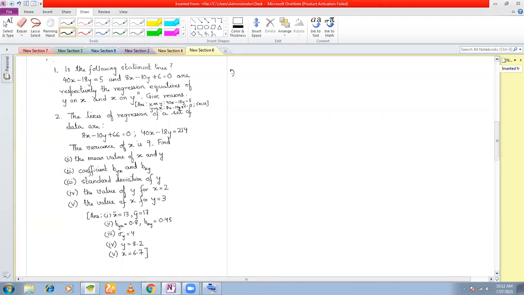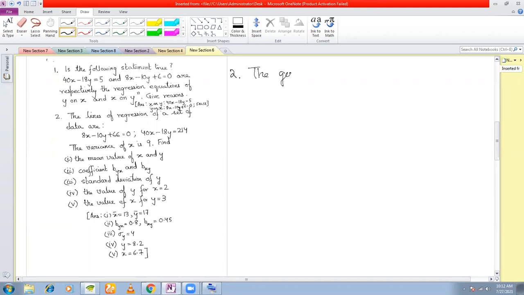Okay, so let's continue with the next problem. The next problem is on regression. The two lines of regression of a set of data are given. Also given is the variance of x is 9, and you have to find all these. Okay, so let's proceed. Let's write the regression equation first.